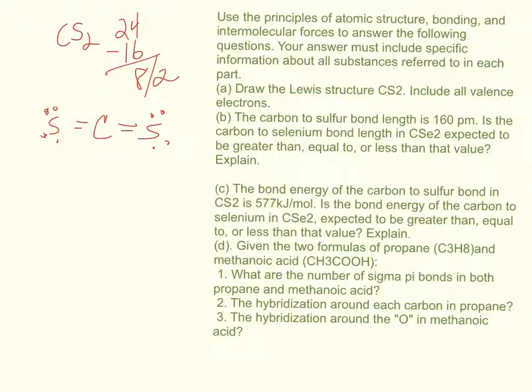All right. Now, in order to answer the next question relating to the bond lengths in CS2 and CSe2, I really need to draw the other molecule. So CSe2, what do I know about that? We know that selenium and sulfur are in the same group, so they're going to have the same number of valence electrons. So therefore, it's going to look exactly the same.